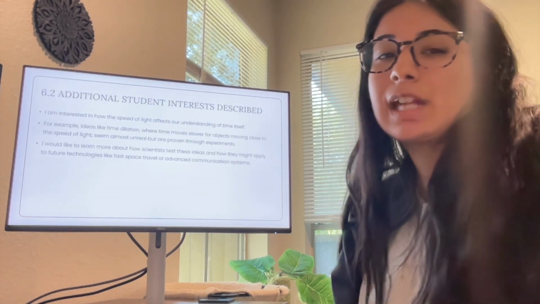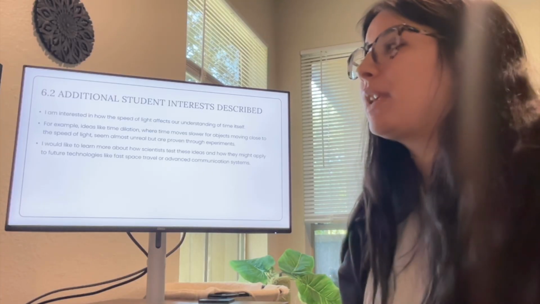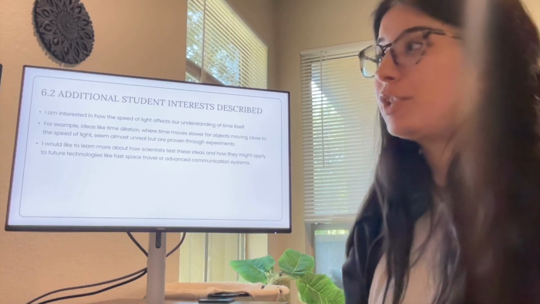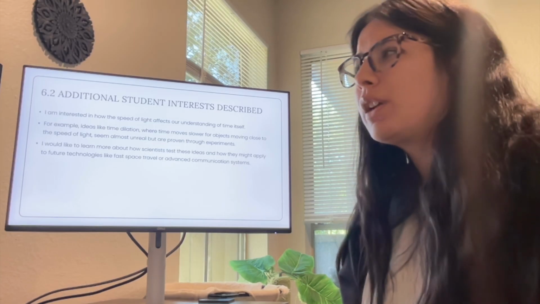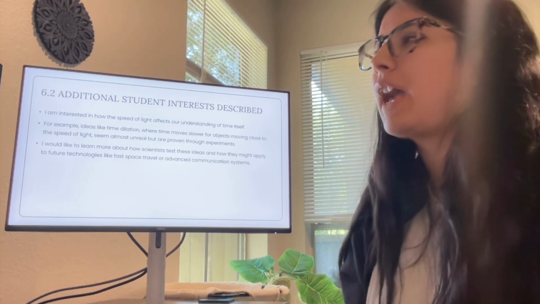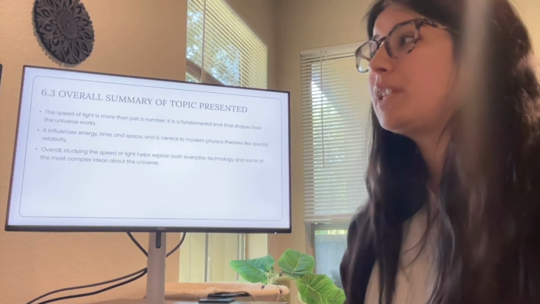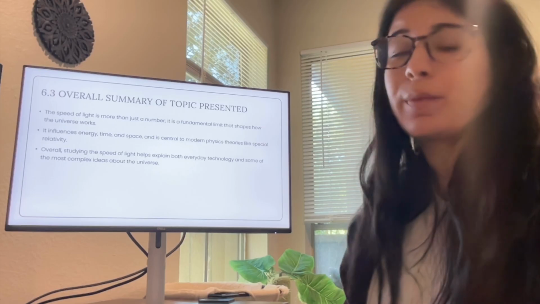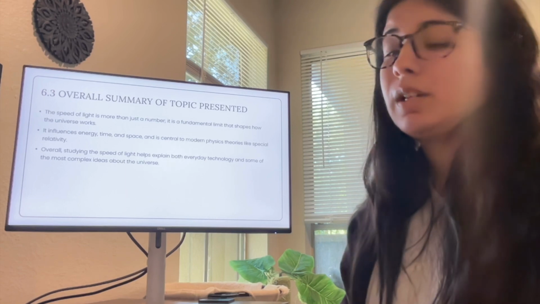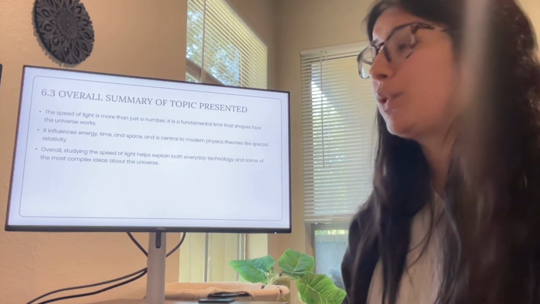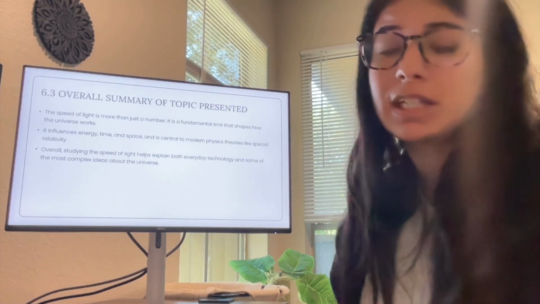I find it interesting how the speed of light affects time. For example, time can actually slow down for objects moving close to the speed of light. I would like to learn more about how scientists test these ideas and how they could be used in the future. In conclusion, the speed of light is a fundamental constant that affects how we understand space, light, time, energy. It plays a major role in modern physics and helps explain both advanced theories and everyday technology.